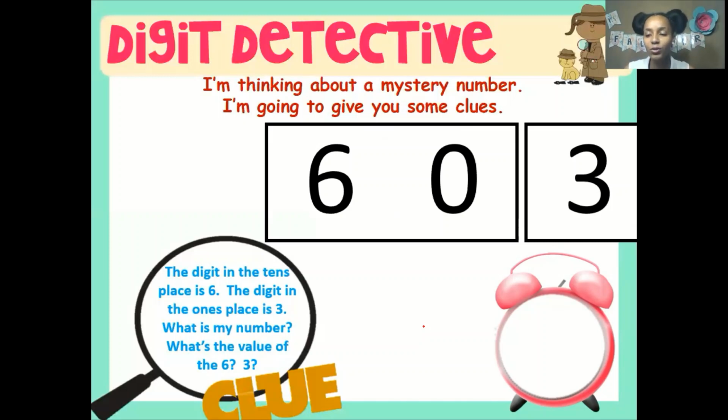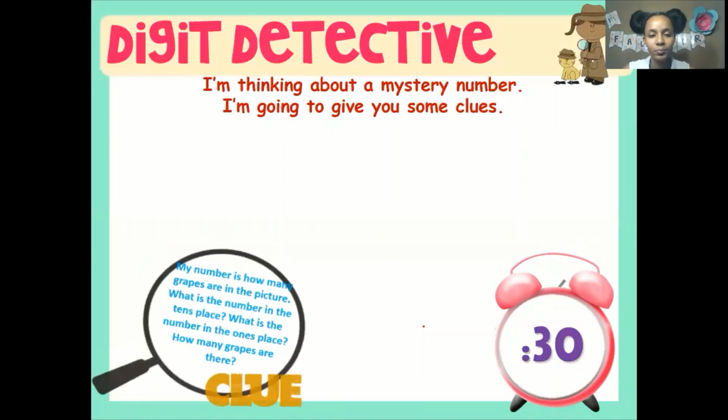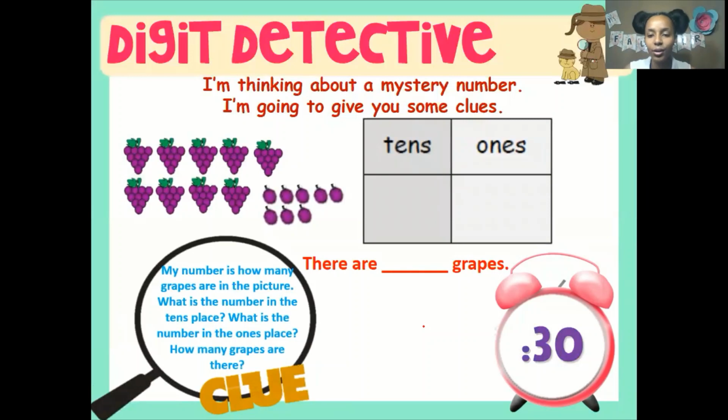Now, for the next few, we're gonna be moving a little bit faster to go through our game. So get ready. Here's my next clue. My number is how many grapes are in the picture. What is the number in the tens place? What is the number in the ones place? How many grapes are there? Go.